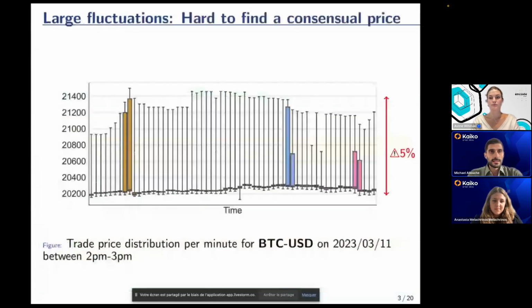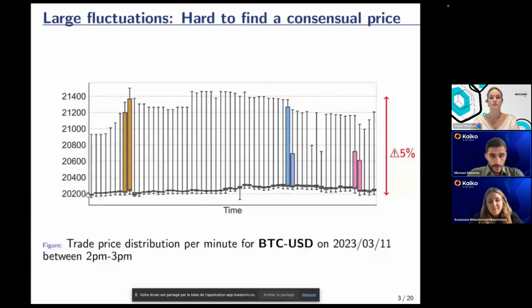So first, let me illustrate the challenge of the large fluctuations. Here I show you the trade price distribution per minute of the BTC USD on a stress day, which is related to the SVB crisis, between 2 p.m. and 3 p.m. So here you have a box plot, 60 box plots, one for each minute.